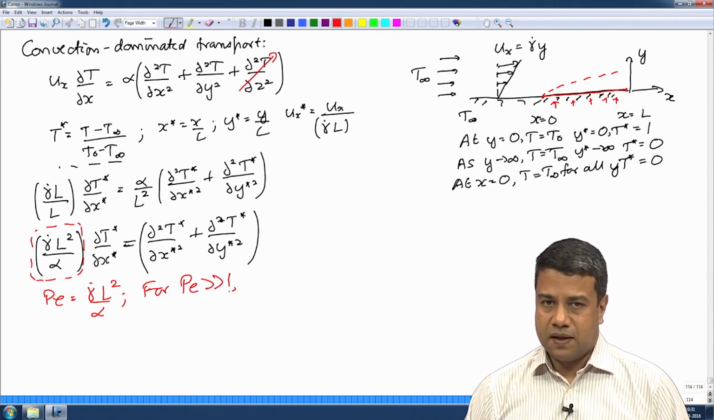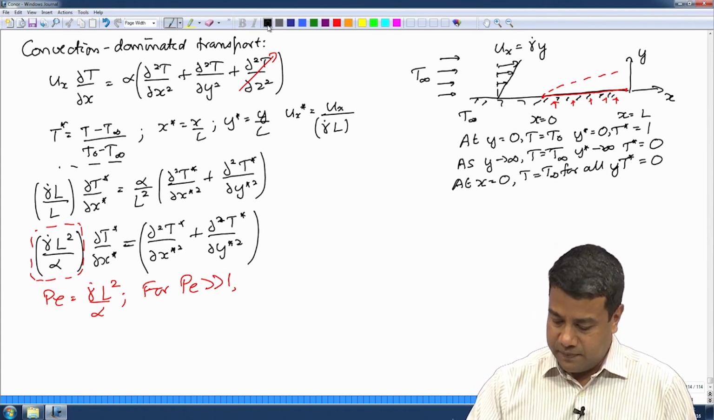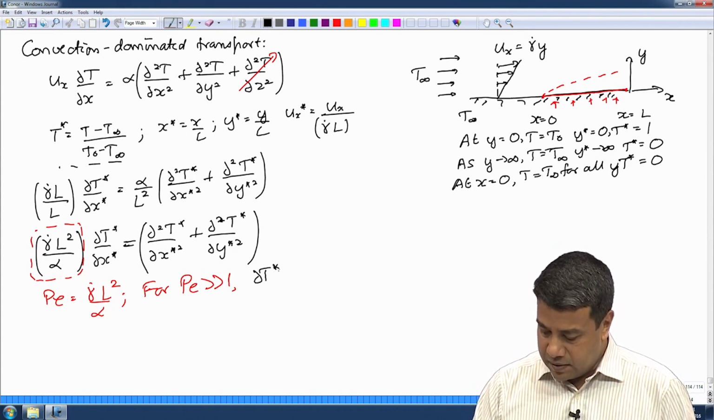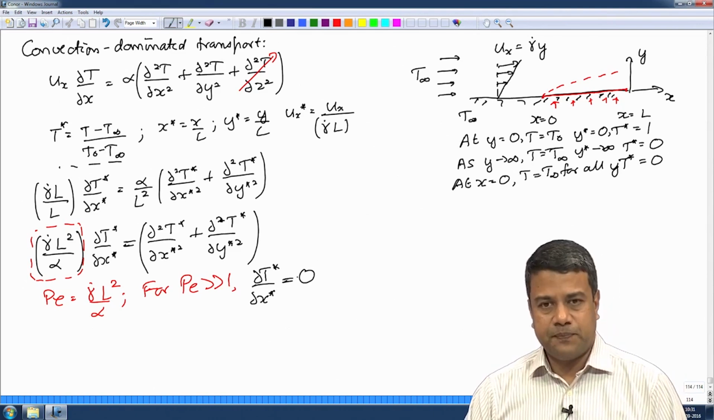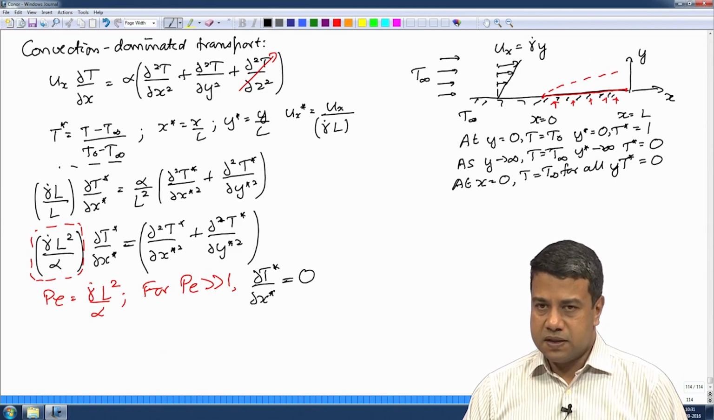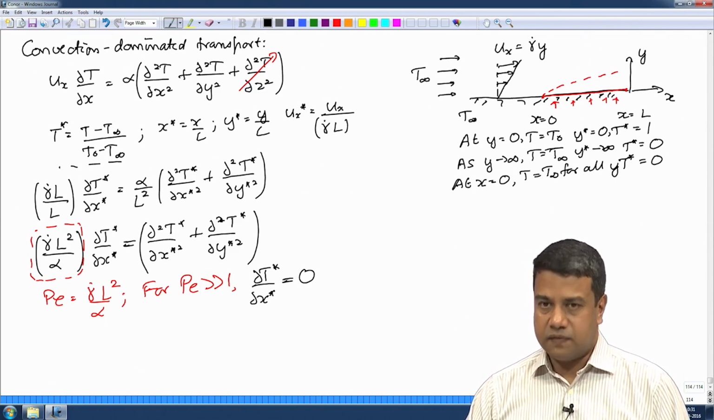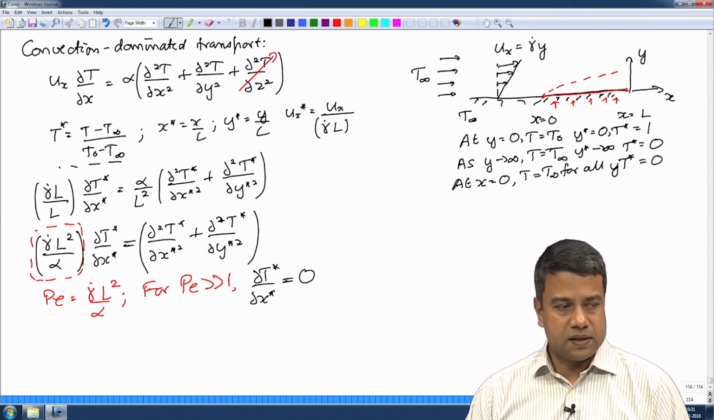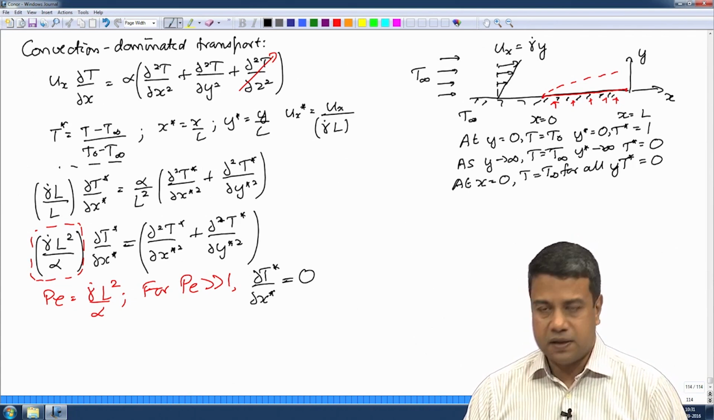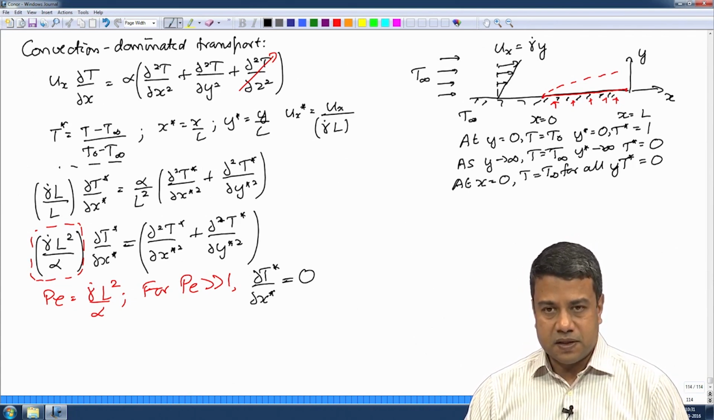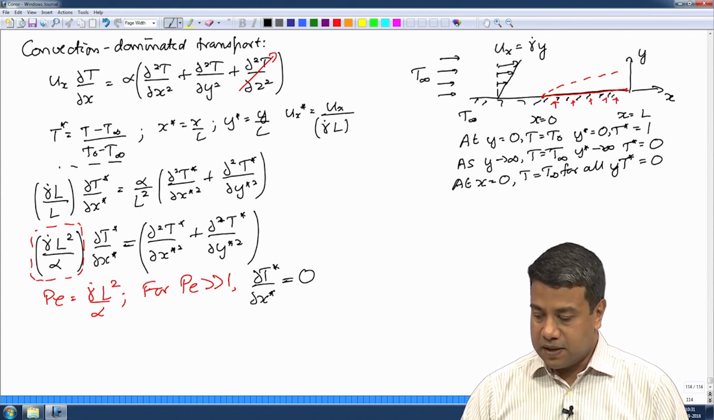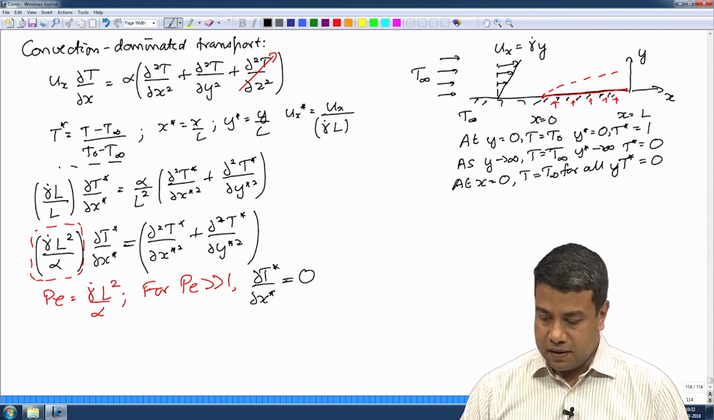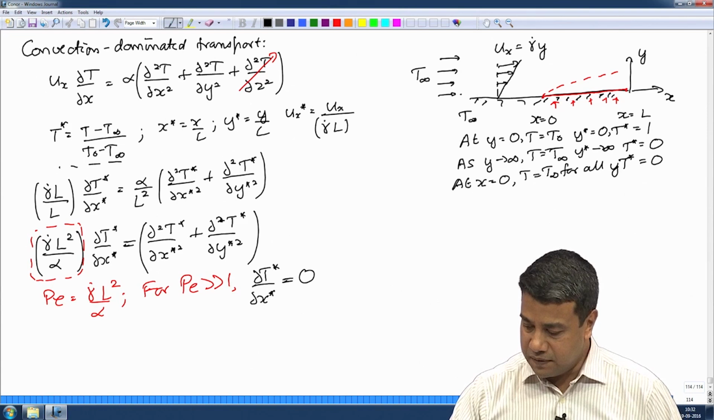you would think you can neglect the right side of the equation and just get an equation of the form partial T star by partial x star is equal to 0. This just tells you that temperature is independent of the x coordinate. What that means is that the temperature is a constant, equal to the temperature of the entering fluid, because this is the entering fluid that is going along downstream.